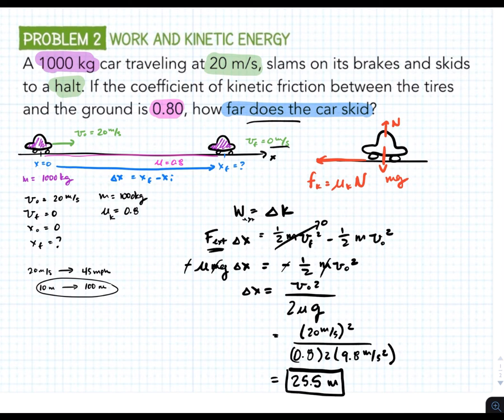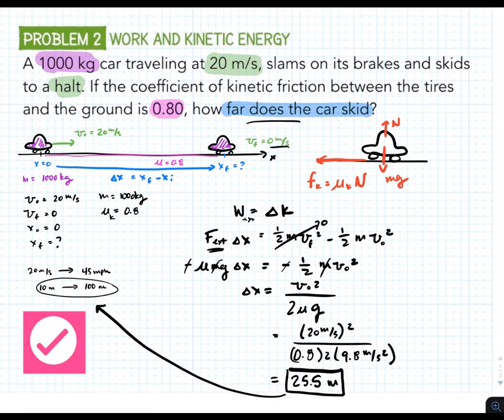Does it make sense with what we thought our answer should be? So we'll go back over here and we'll say, well, we're looking for something between 10 and 100. 25.5 meters is between 10 and 100. So that's our problem.